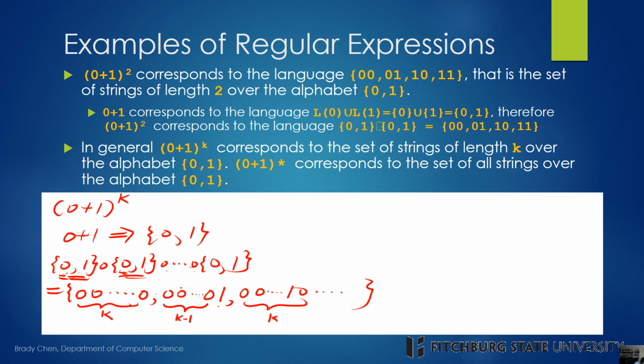Now what about (0 plus 1) star? That corresponds to the set of all strings over the alphabet 0 and 1, so it's all the combinations of 0 and 1, also including the empty string. So (0 plus 1) star, the Kleene star, corresponds to epsilon, 0, 1, 00, 01, 10, 11, 000, and so on.